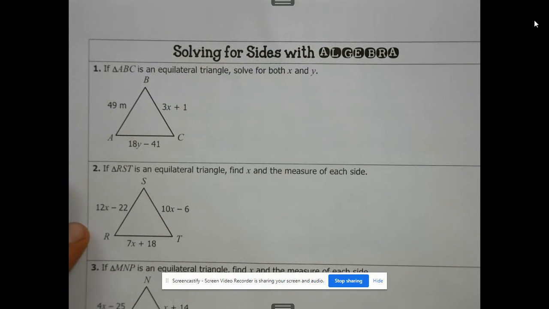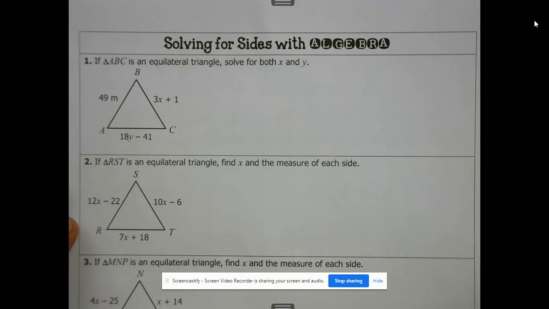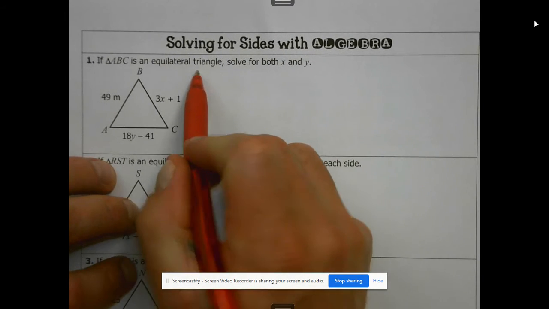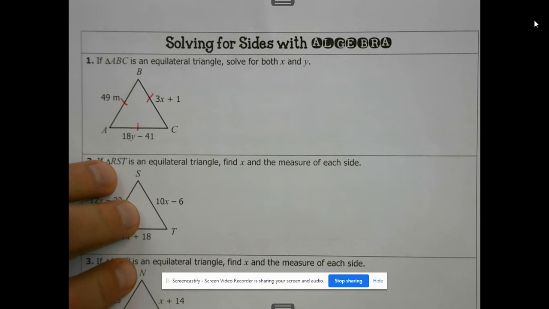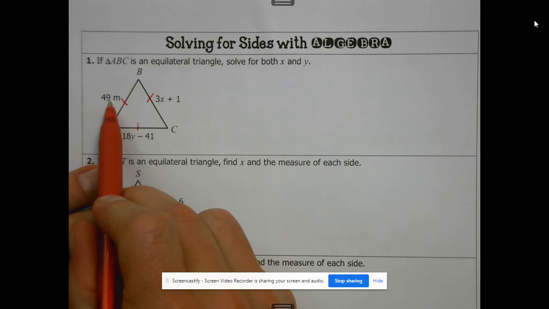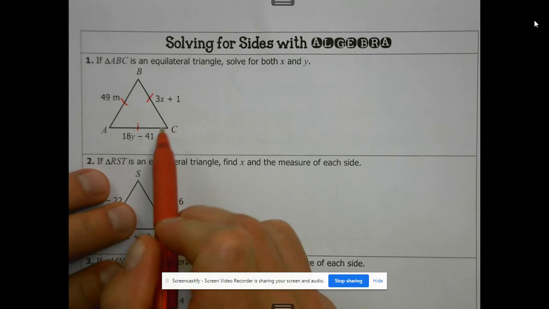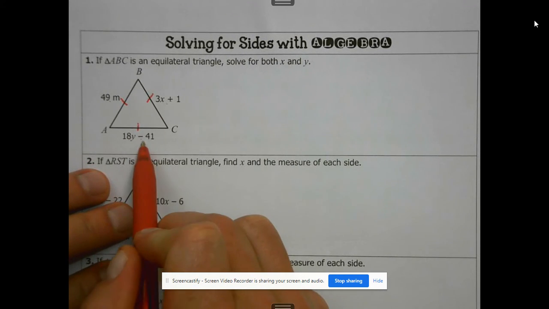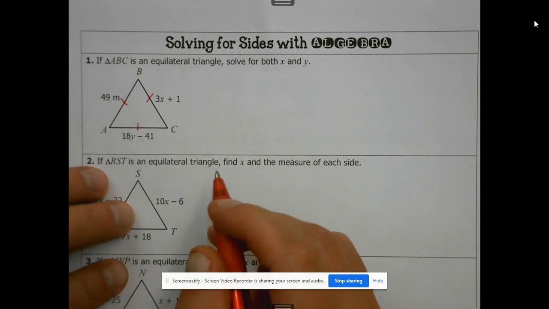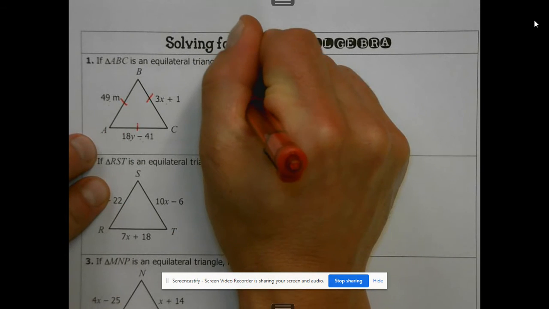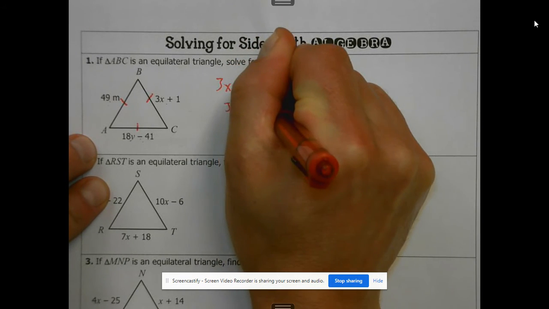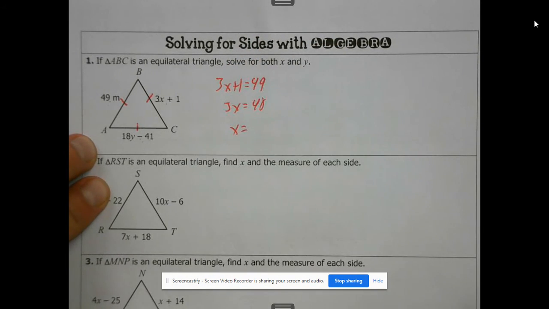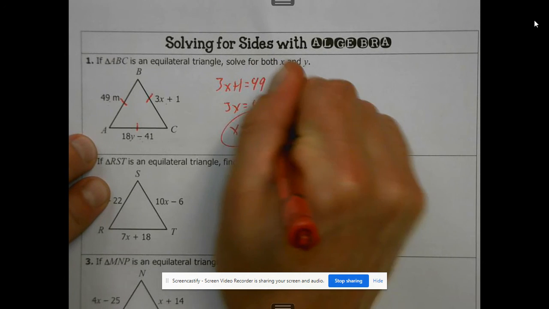These are some more questions that you're probably going to see on a quiz from us, guys. It says if ABC is an equilateral, that means all sides are the same. Solve for both x and y. Well, if one side's 49, they all have to be 49. So set each of these expressions equal to 49 and solve for x and y. First one, 3x plus 1 is 49. Subtract the 1 over, divide by 3, that comes out to be 16.